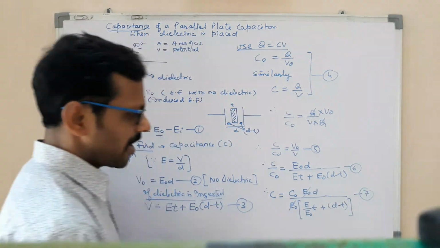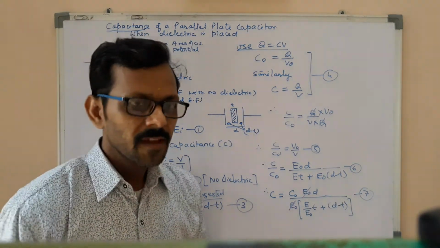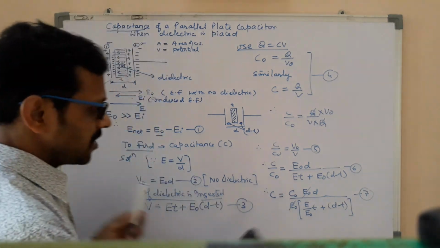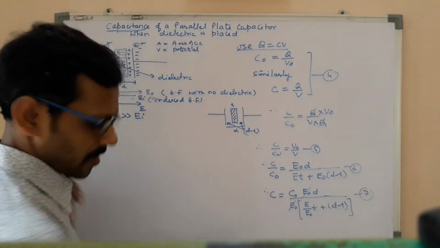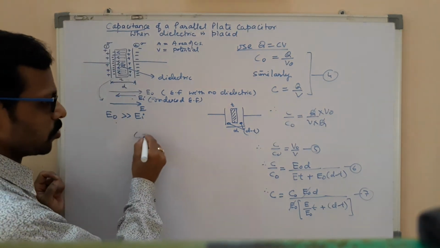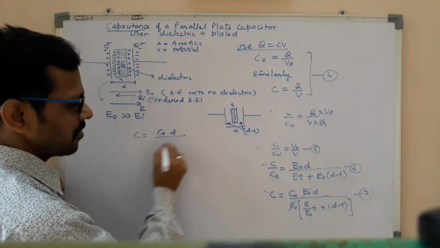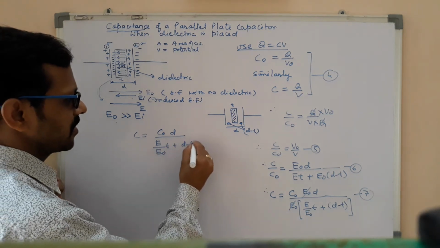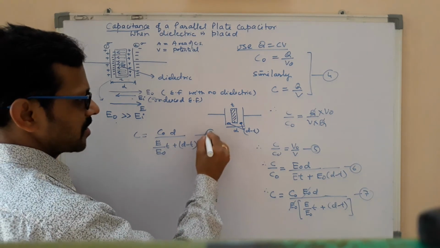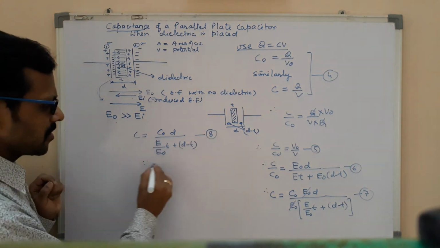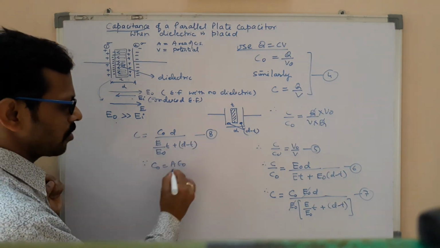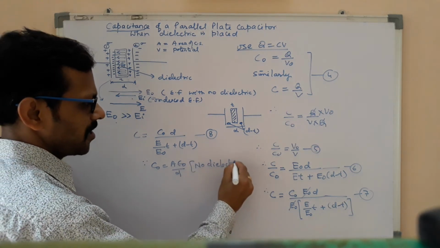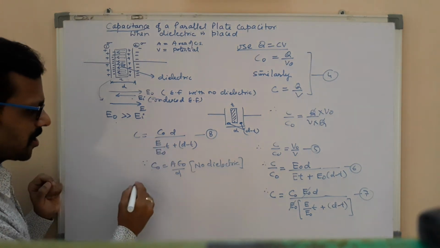Cancel the E naught, and after cancelling, you will get C is equal to C naught D upon E upon E naught T plus D minus T. Correct? So this is your equation 8. Now since C naught is equal to A epsilon naught upon D, when no dielectric is there, this relation is to be used, and put this value in equation 8.